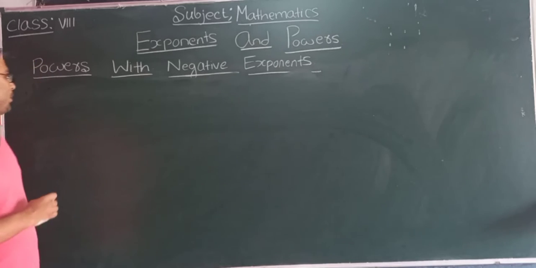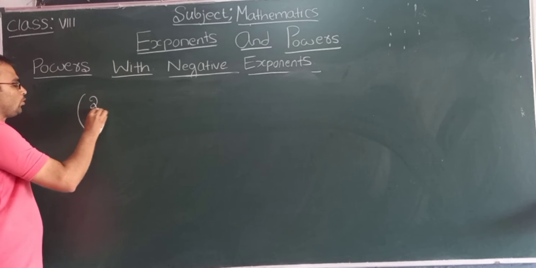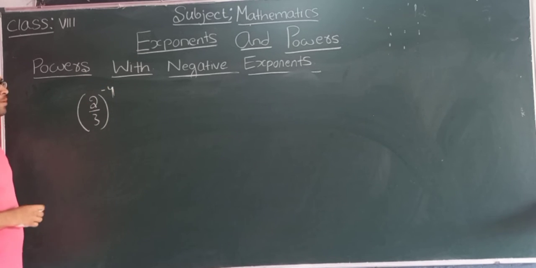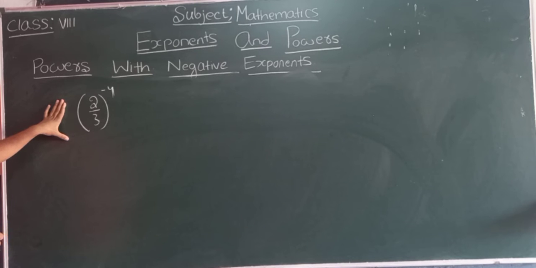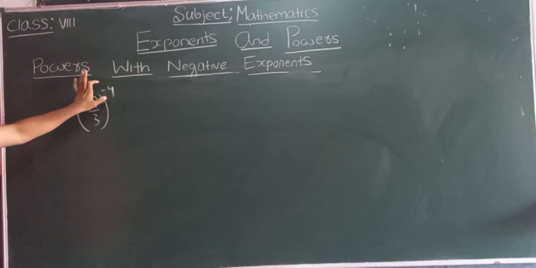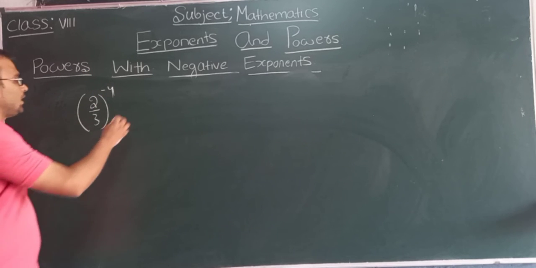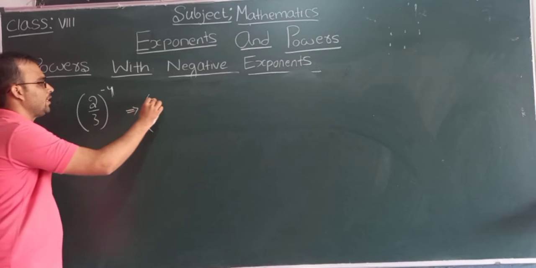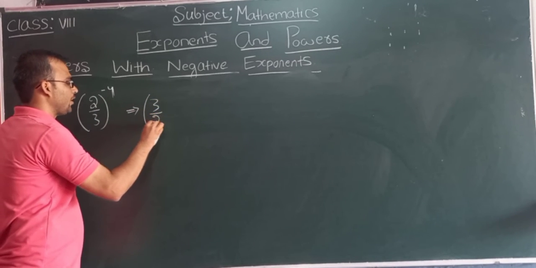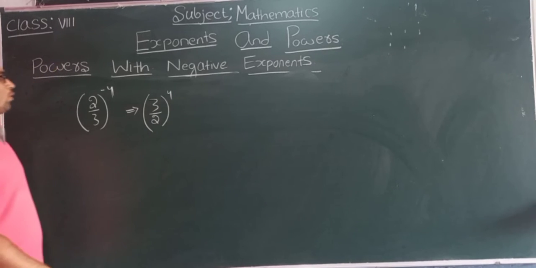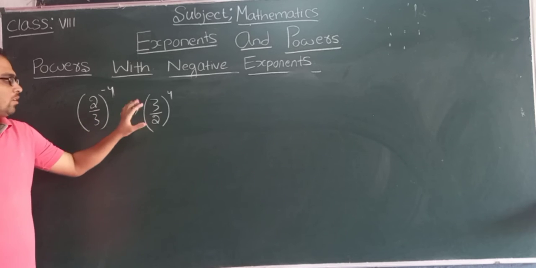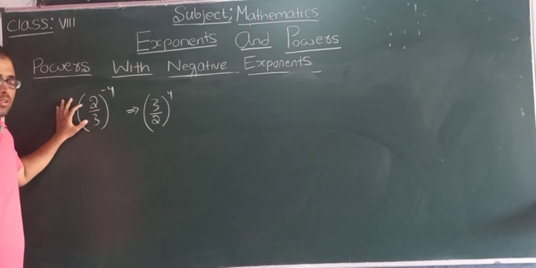Students, let me take some more examples. Suppose 2 by 3 whole to the power minus 4 is there. If you want to express this exponent in terms of positive exponent, then how to do so? Then you need to reciprocal this, that is 3 by 2 whole to the power 4. If there is a negative exponent, you reciprocal the base, this is a base, no, this is a power.